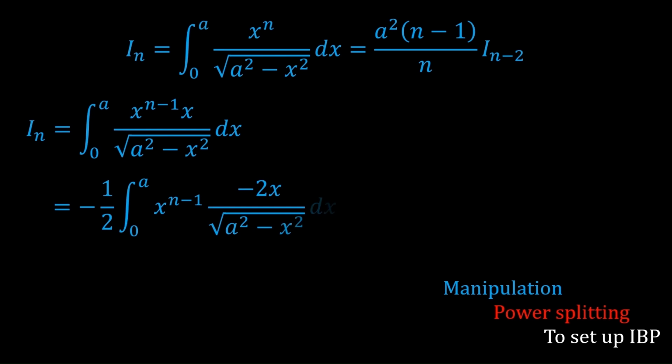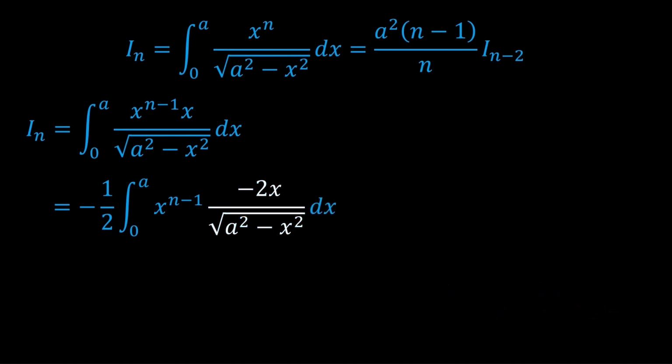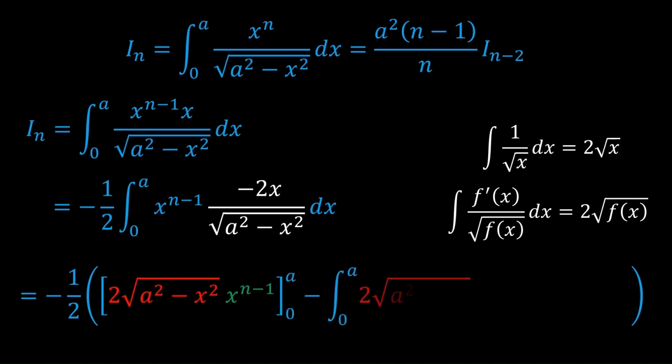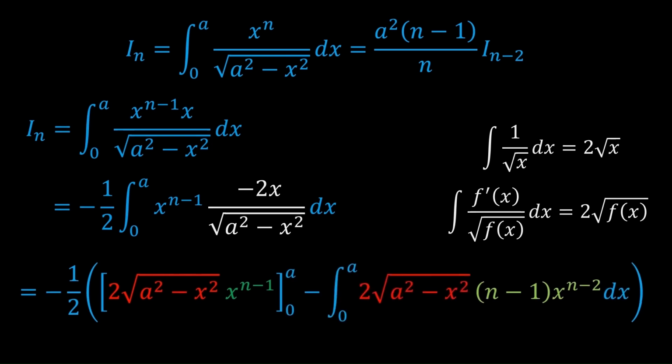Then we can actually integrate this term quite easily. It will just be 2 times the square root of a squared minus x squared. So let's do integration by parts by integrating this term and differentiating the other term. If you simplify, you get this.